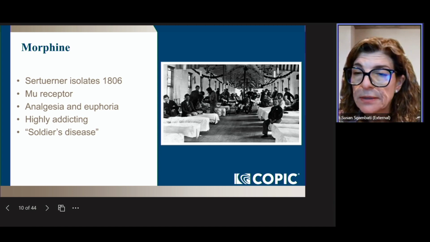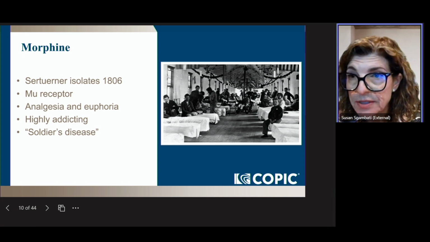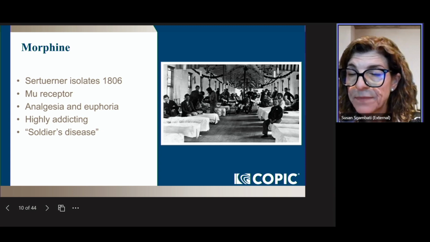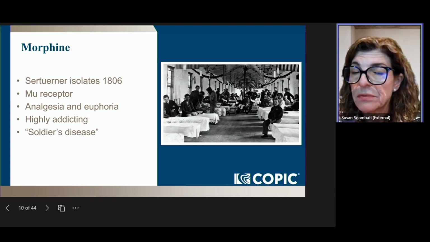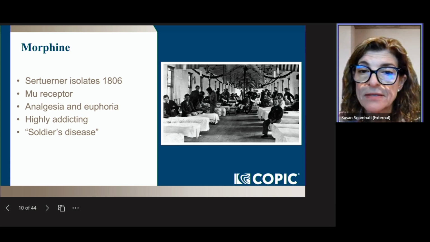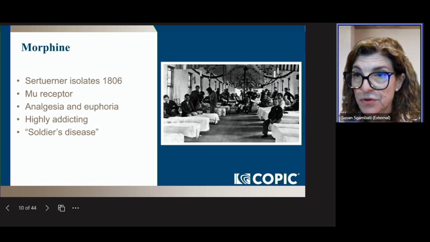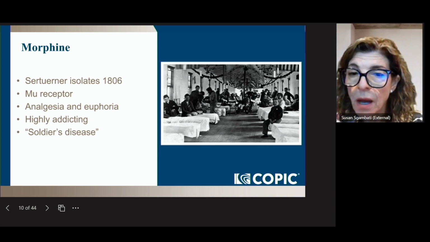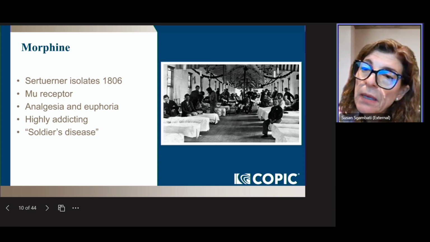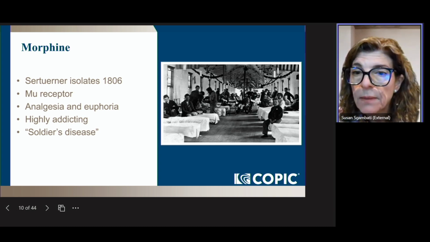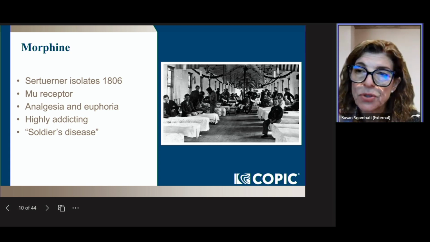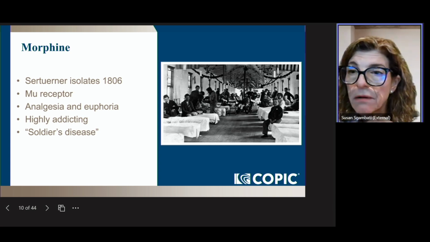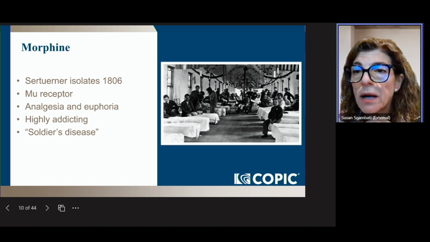We used this abundantly in the Civil War and managed to get hundreds and hundreds of soldiers addicted. And they used to call opioid addiction a soldier's disease. In fact, this probably was the U.S.'s first opioid epidemic. Something about the word opioid, we should be using it instead of narcotic.